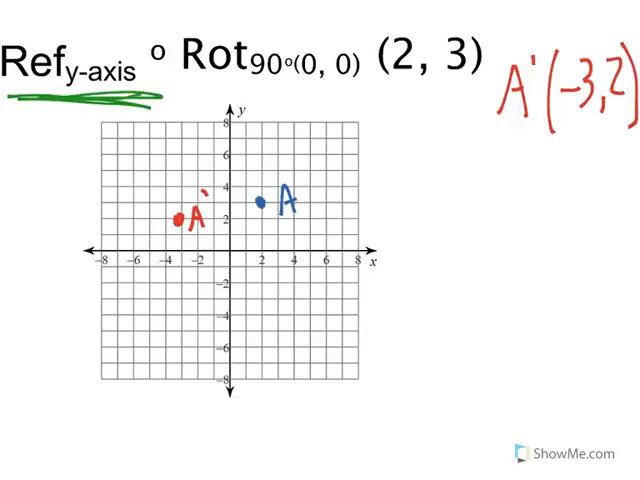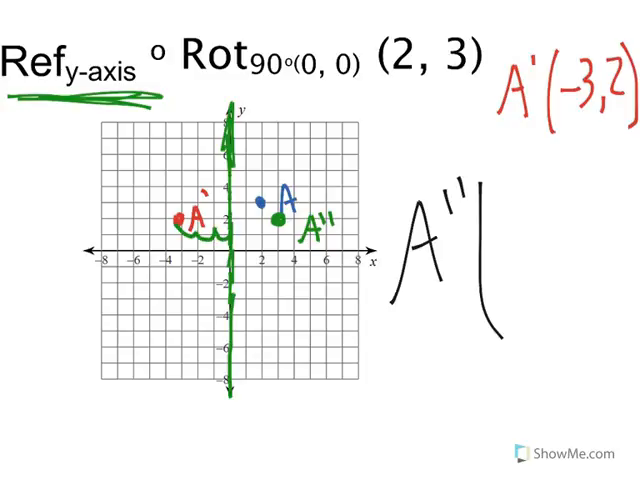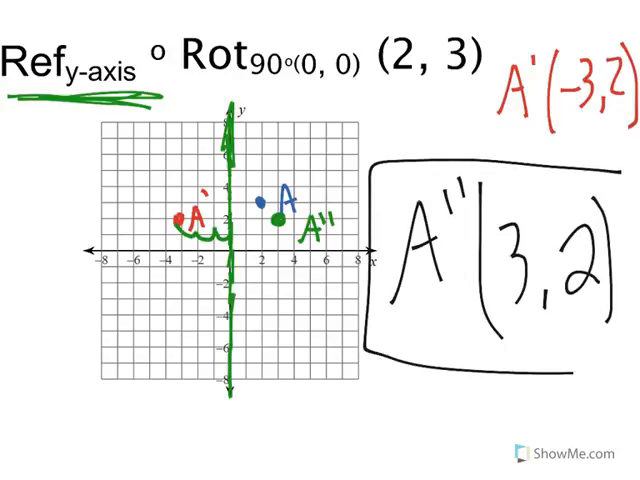Now our second transformation, going to the one on the left, is to reflect across the y-axis. So here's our line of reflection. This is 1, 2, 3 away from that line of reflection, so I'm going to go 3 on the other side. And that point will be A double prime. So my final answer, the composition of that transformation, will be 3, 2. So A double prime is at the point 3, 2.